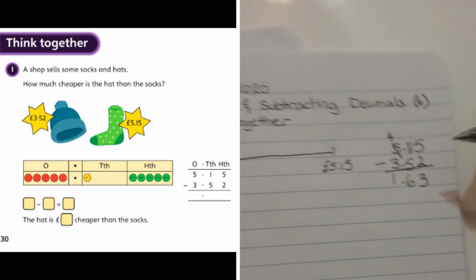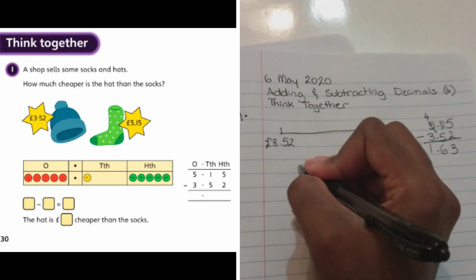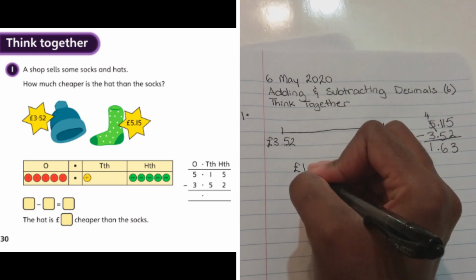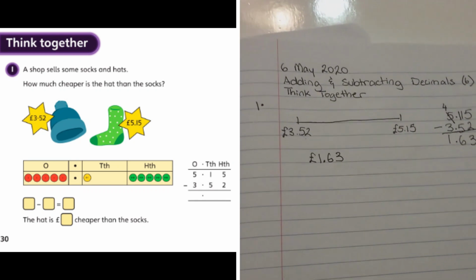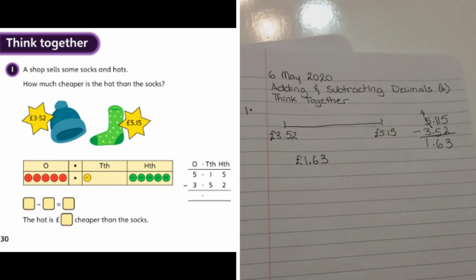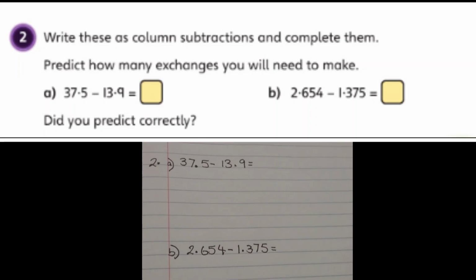So the difference in price is £1 63 pence. So down here I'm going to write my final answer, £1 63 pence. And it would fit right into that section that says the hat is £1 63 pence cheaper than the socks. Now on to question 2.